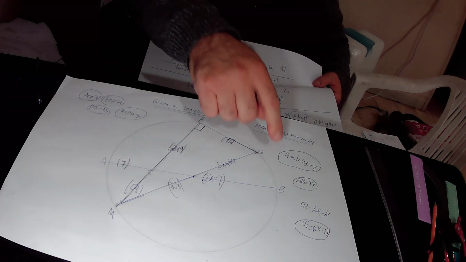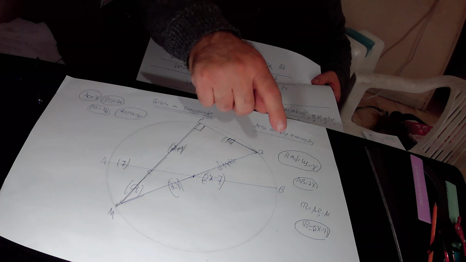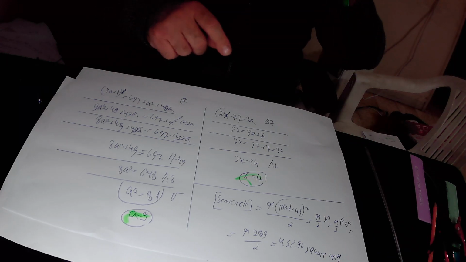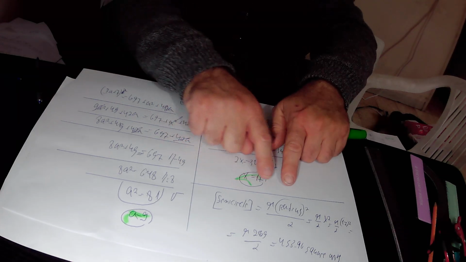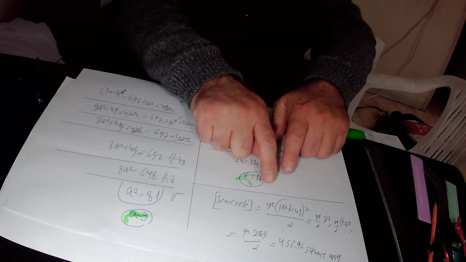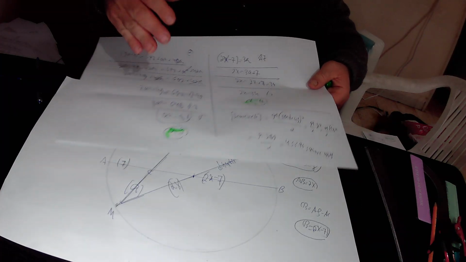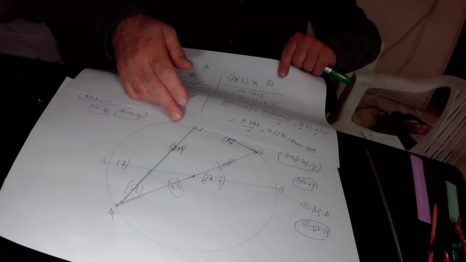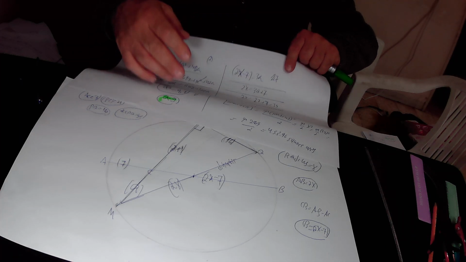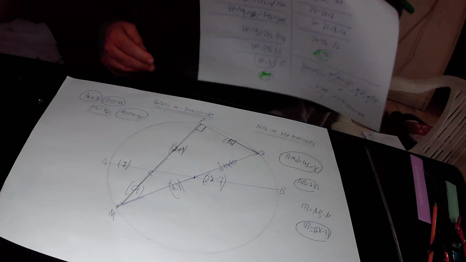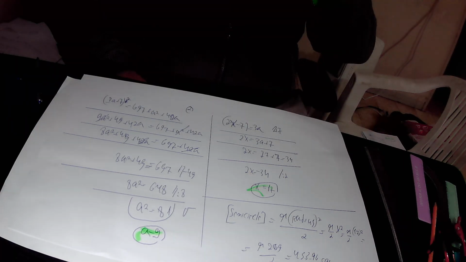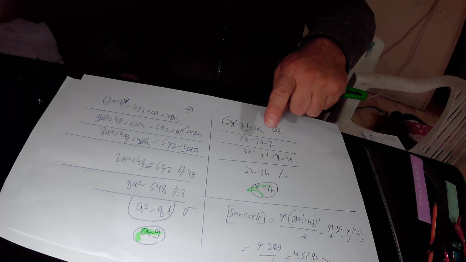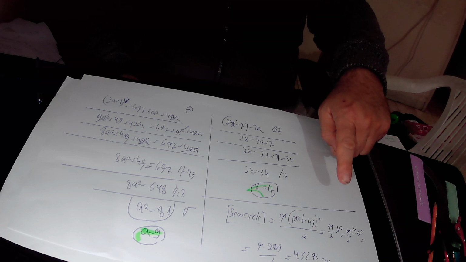Our task is to find the area of this semicircle APQB. We know that the area of any semicircle equals pi times the radius of the circle squared over 2. Therefore, the area of this semicircle must equal pi times the radius squared over 2. The radius is x, therefore the area of our semicircle is equal to pi x squared over 2.